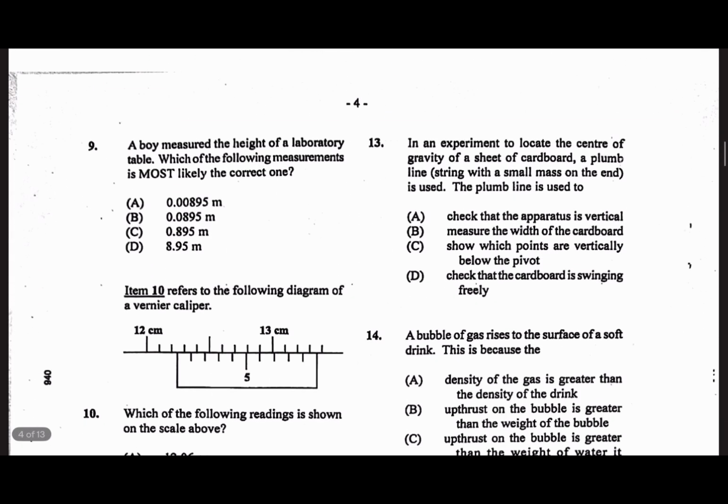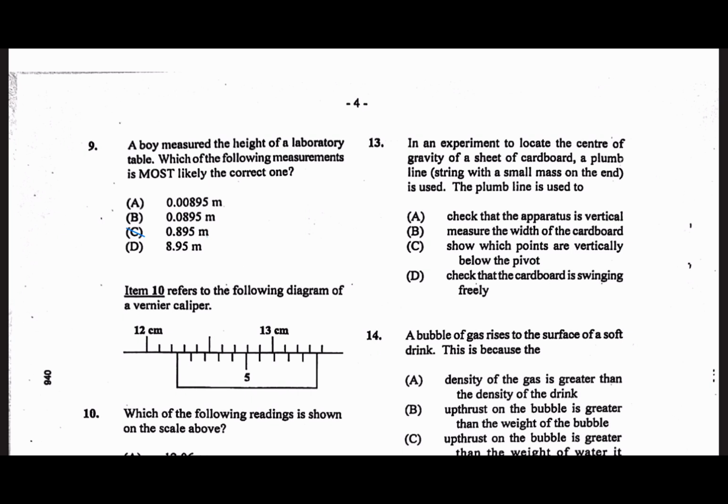Question 9. A boy measured the height of a laboratory table. Which of the following measurements is most likely the correct one? The answer that makes the most sense here is C. 0.00895 meters would not make sense. The table is not for ants. 0.0895 meters, I doubt the table is for a baby. And D, I doubt the table is for a Titan.